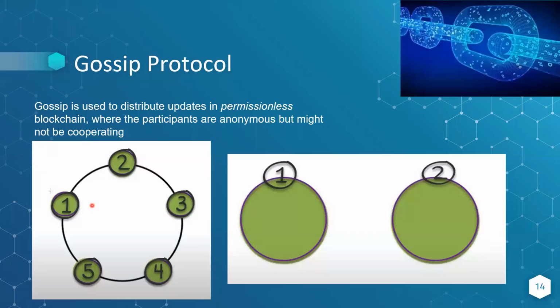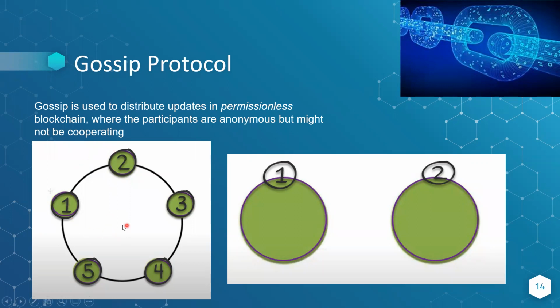So this is blockchain. It is hard to deny that blockchain is a big business. Gossip is used to distribute updates in permissionless blockchains, where the participants are anonymous and might not be cooperating. So to maintain huge networks and data integrity, some blockchain deployments use a distributed communication method known as gossip protocols. So let's discuss it in more detail.